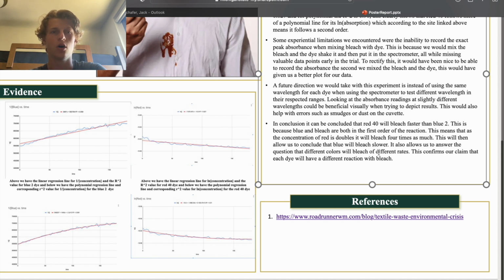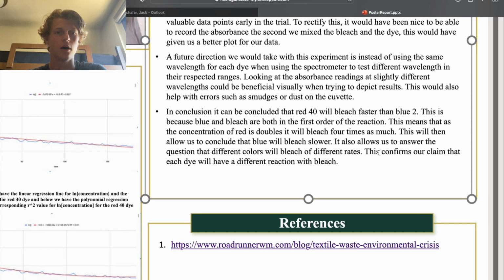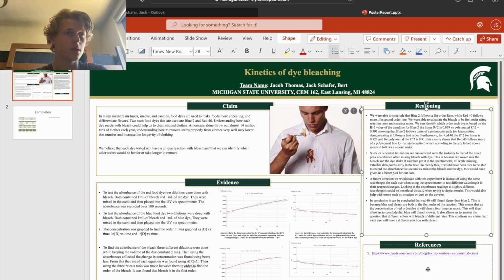So essentially we can confirm it, and we have some references down here. Not too much. Most of the references were stuff that we learned in class, but our 14 million textiles thrown out in the US was from this reference. So that's essentially it, and I hope you learned something. Maybe not, you probably knew what the answer was. Sorry I wasn't able to make it to class, but we're here, so thank you.